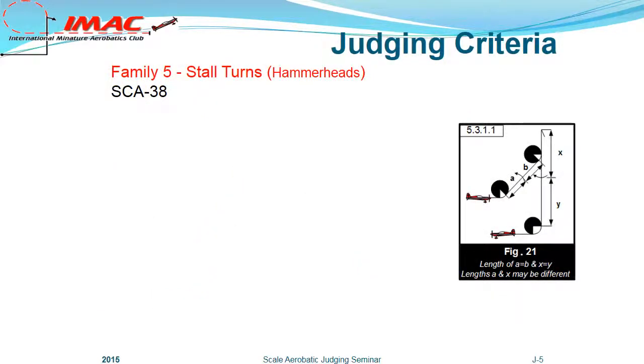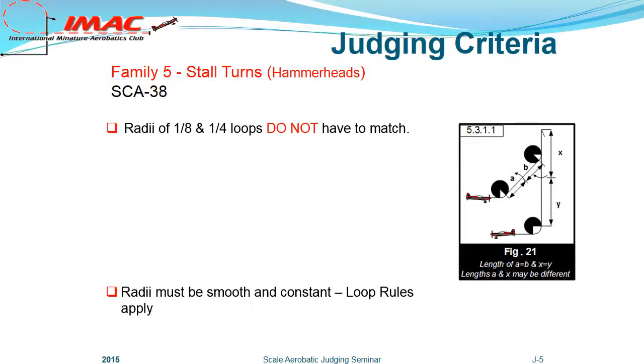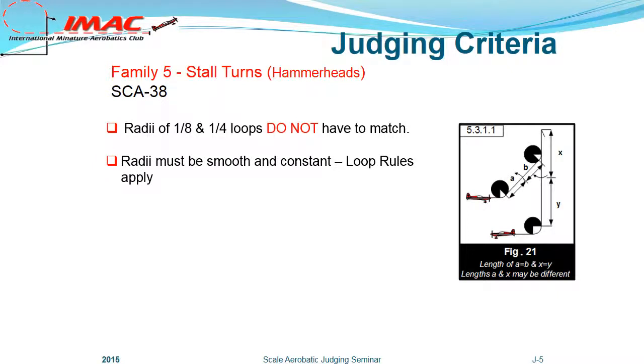Now let's look at the stall turn considering only the lines and radii. We'll discuss the pivot portion later. In Figure 21, there are two 1/8 partial loops and a single 1/4 partial loop. None of the radii need match. The partial loops do, however, have to be smooth and constant. All of the standard looping rules do apply.